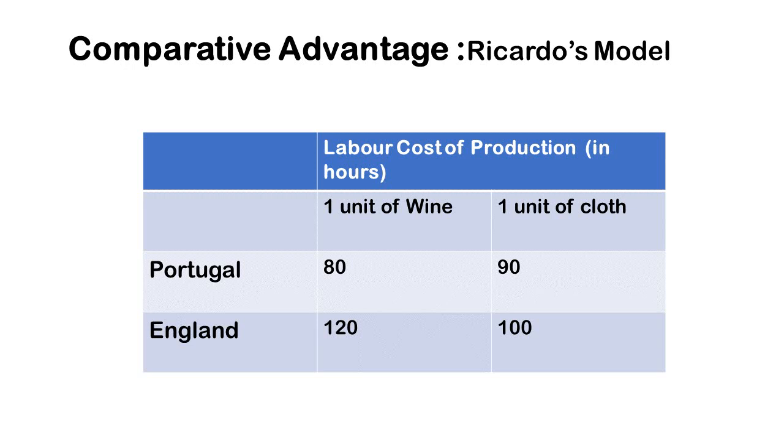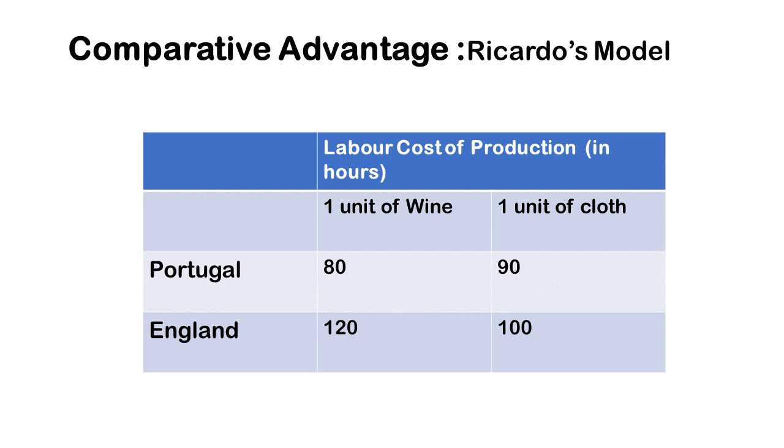Ricardo considered the case of two nations, Portugal and England, and the case of two commodities, wine and cloth. As given in the hypothetical example, Portugal requires 80 units of labor to produce 1 unit of wine, while it requires 90 units of labor to produce 1 unit of cloth. At the same time, England requires 120 units of labor to produce 1 unit of wine and 100 units of labor to produce 1 unit of cloth.